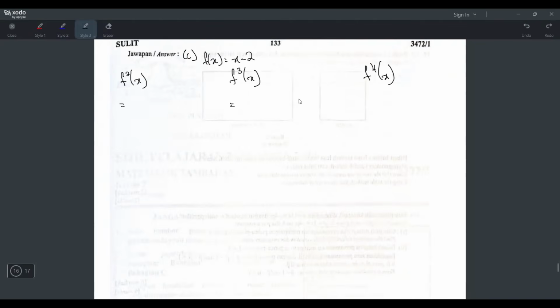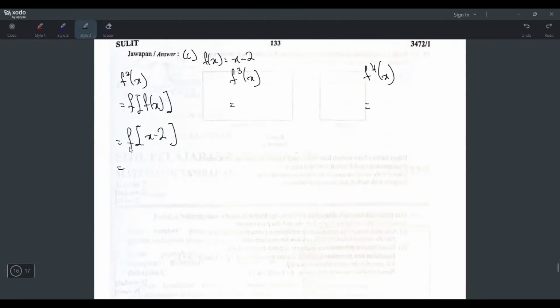Okay, let's find f^2(x) first. How do you want to do it? Just find f(f(x)), two times. That's what it means by f power 2. It means ff. And then you have to do the inside first. So the outside f leave it first. Inside first, f(x). So substitute x minus 2 like that.